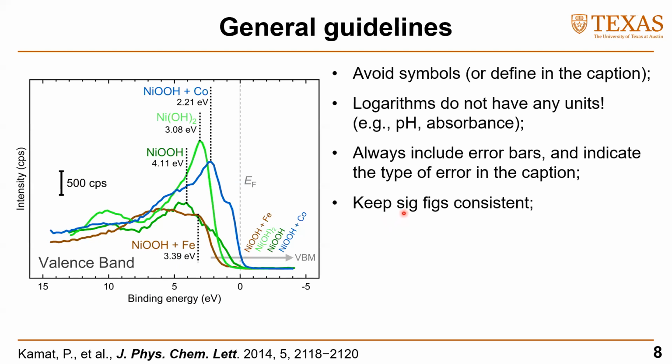Keep your significant figures consistent. For instance, here, if you have 15, 10, 5, 0, just keep all the sig figs consistent. Sometimes you may need to use scientific notation, so make sure you keep all your sig figs consistent. Also notice here that for the binding energy in these labels, I have 3 sig figs, and here I'm also keeping 3, 3, 3 sig figs, right? It's not like this one is 3, this one is 4.1, and this one is 3.2, 3.4, right? So make sure you keep all your sig figs consistent.